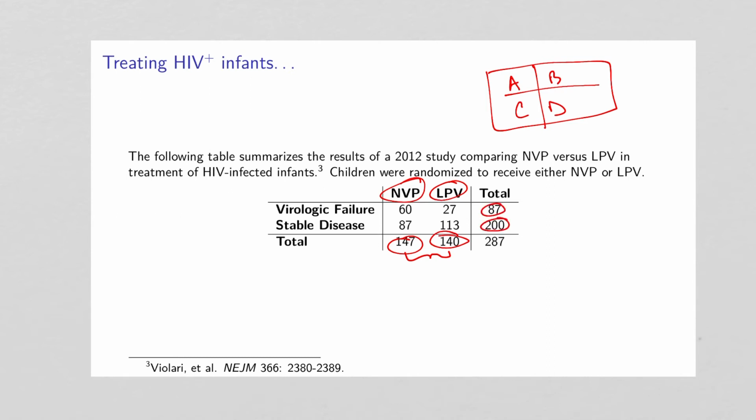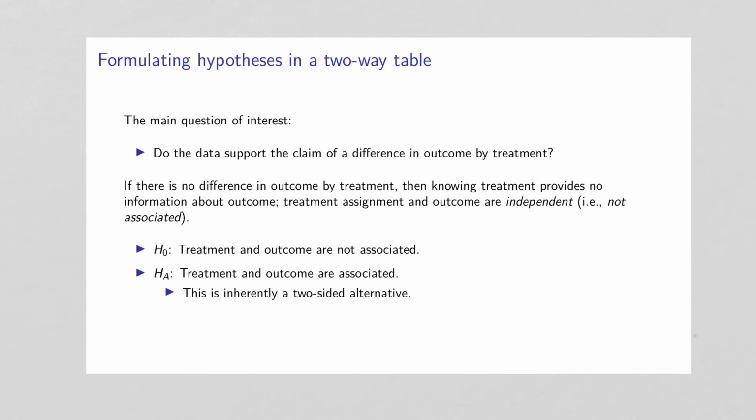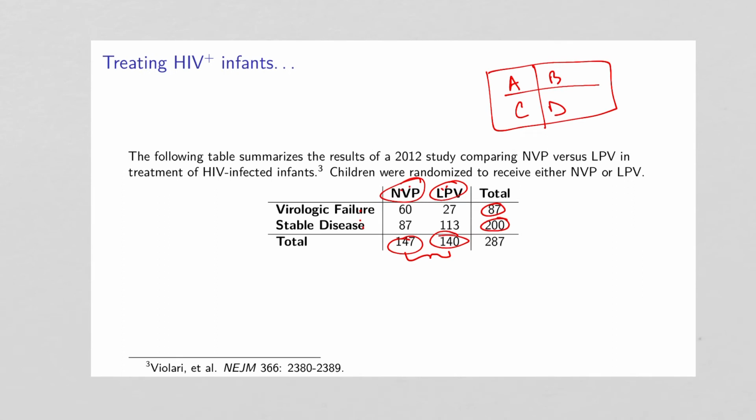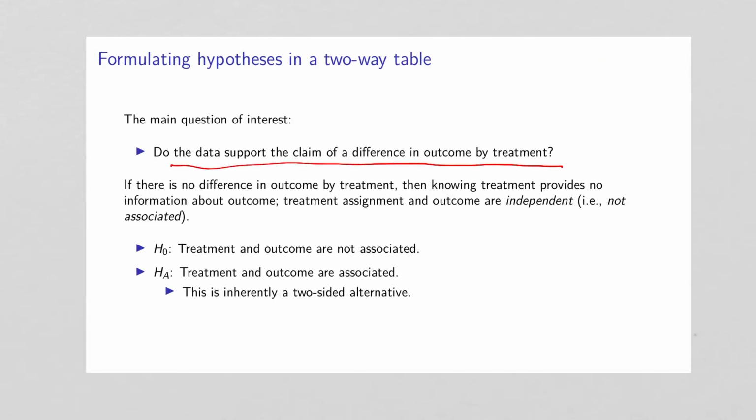So the question here is, is virologic failure related to any of these drugs? Or is stable disease related to any of these? Do the data support the claim for a difference in the outcome by treatment? So is this outcome different depending on what treatment you get? Is 60 and 27 different than 87 and 13? Your null hypothesis is that treatment and outcome are not associated. Your alternative is that they are associated. It is always inherently a two-sided alternative. Hint for your final.